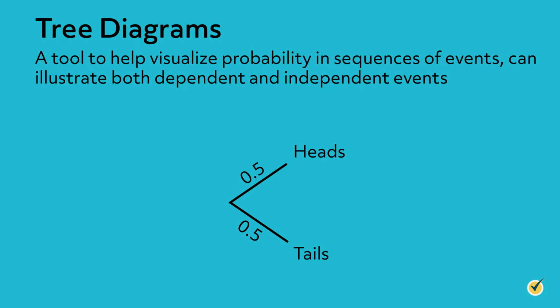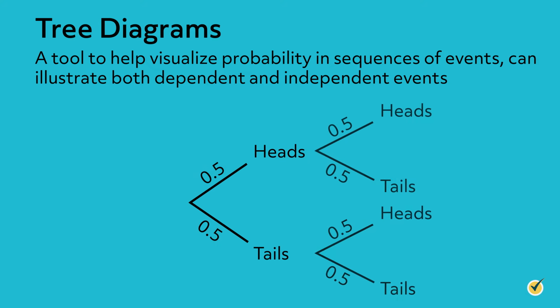Let's look at a tree diagram for a single coin toss. In this tree diagram, we see 2 branches representing the 2 possible outcomes in a coin toss. The probability is written on each branch as a decimal between 0 and 1. The outcomes, heads or tails, are written at the end of each branch. Since there's a 50% chance the coin lands on heads and a 50% chance it lands on tails, the probability of both outcomes is 0.5.